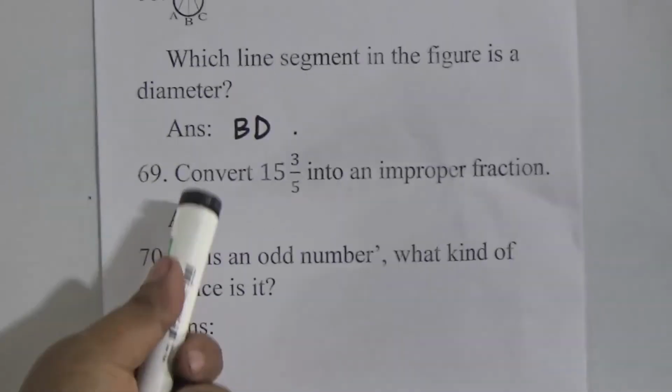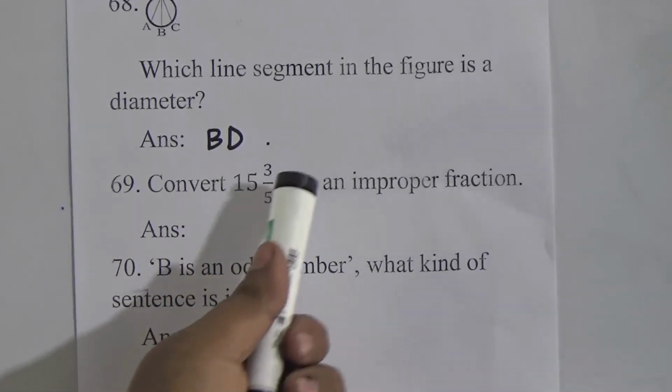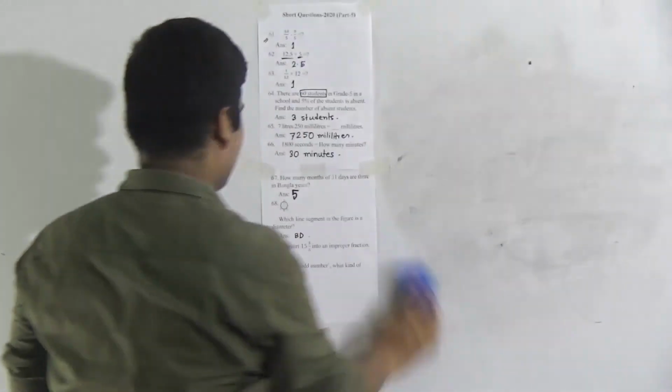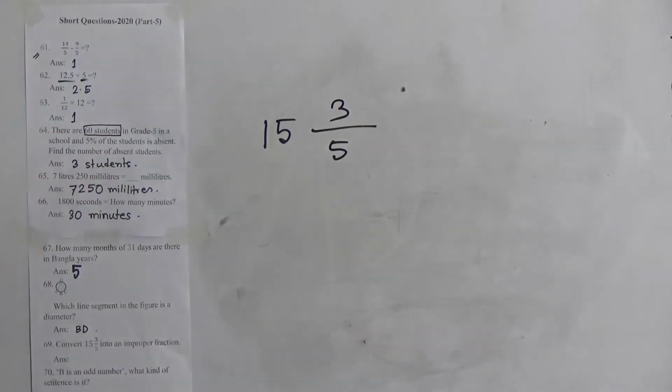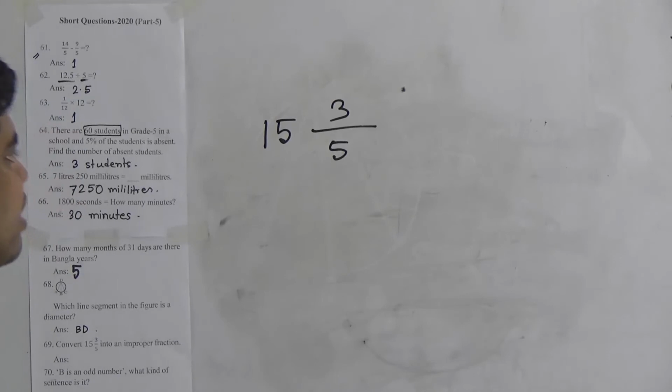Question 69. Convert 15 integer 3 by 5 into an improper fraction. Dear student, we have already done a lot of maths just like this, so it is easy for us to convert. What type of fraction is this? This is a mixed fraction.